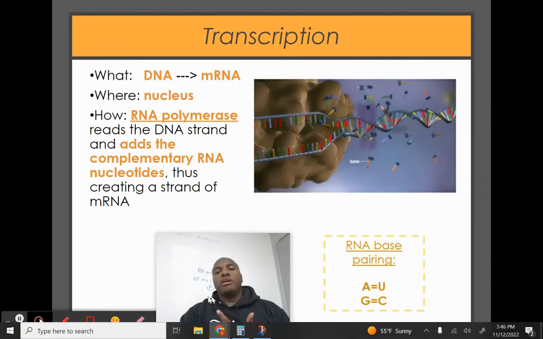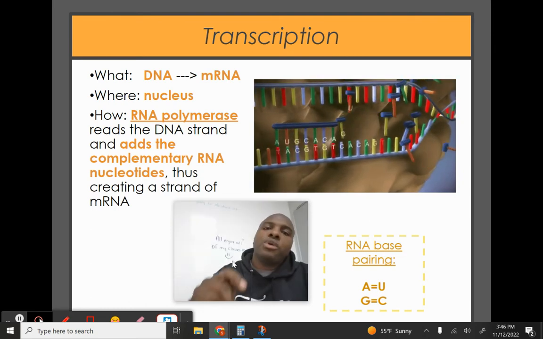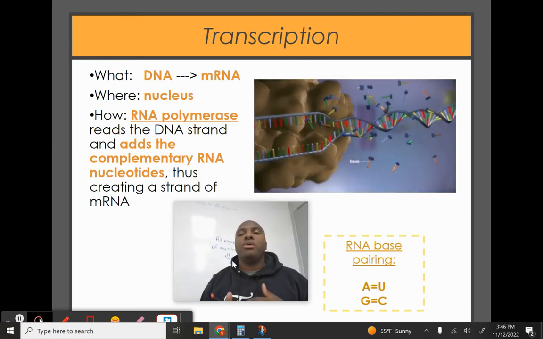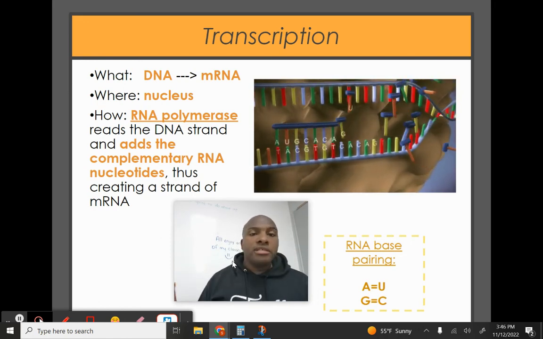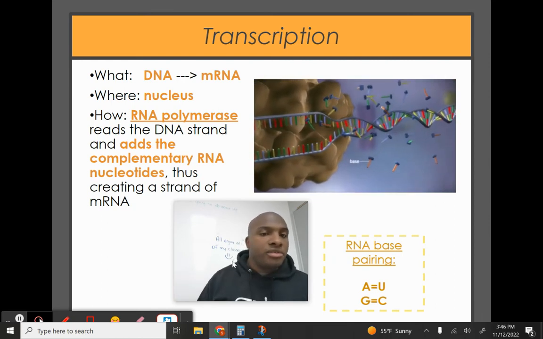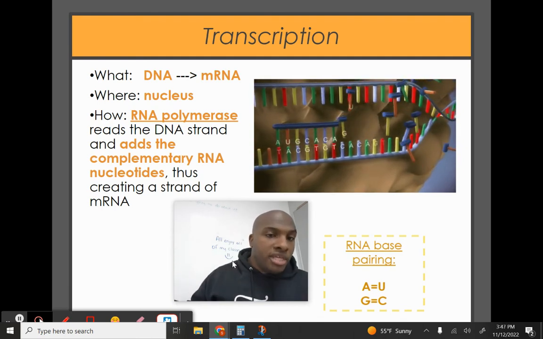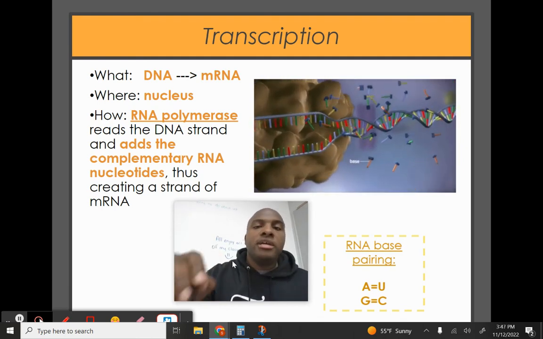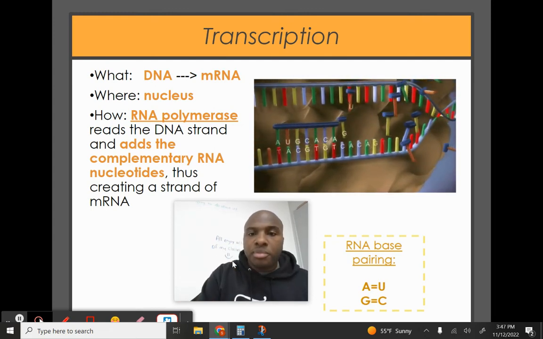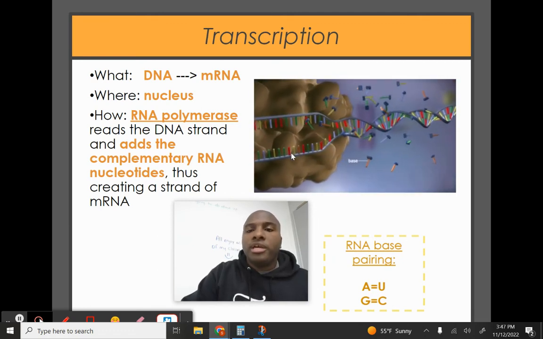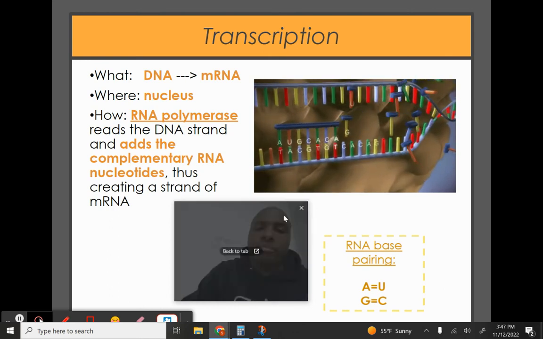So, where does it all happen? Transcription happens inside the nucleus. This is where we take the DNA and we create an mRNA strand. Now, this should not be the first time you see the word polymerase, because we talked about it in unit 4. This time we have RNA polymerase that creates the complementary bases to the DNA. As you can see from this picture here, we have our DNA strand at the bottom, and then RNA polymerase comes down and lays down the complementary bases.